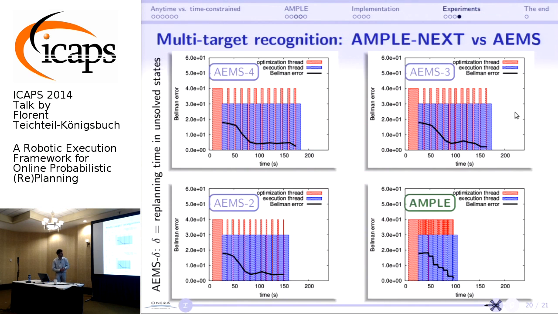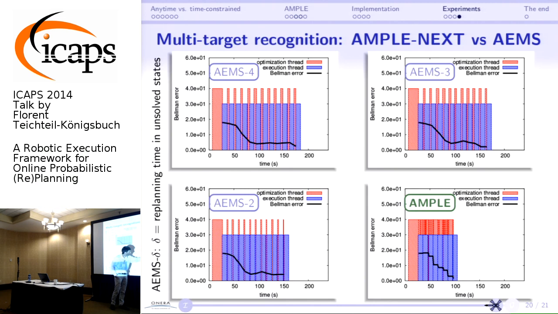So I will finish perhaps with this slide. We compared our approach with a state-of-the-art POMDP anytime planner, named AEMS. And here, for instance, we gave AEMS 4 seconds to replan if no action is available in the current belief state. Here we gave it 3 seconds, 2 seconds, and so on. In blue, you see the execution thread. In red, the optimization thread.